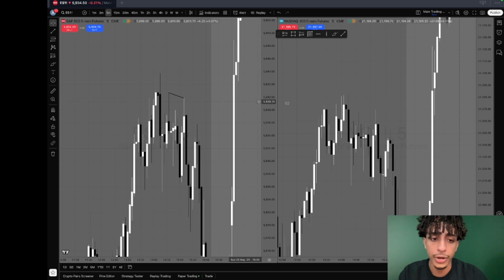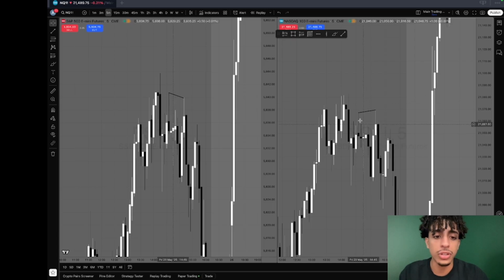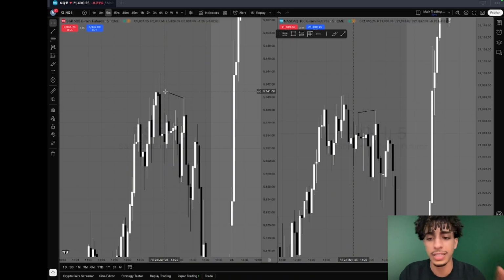higher low, right? But then when you go on NASDAQ, same time frames, 1435, same as that one. And then this high as well, same thing. We make a higher high, right? So NASDAQ took out this high while ES did not take out this high. So this is a perfect SMT.